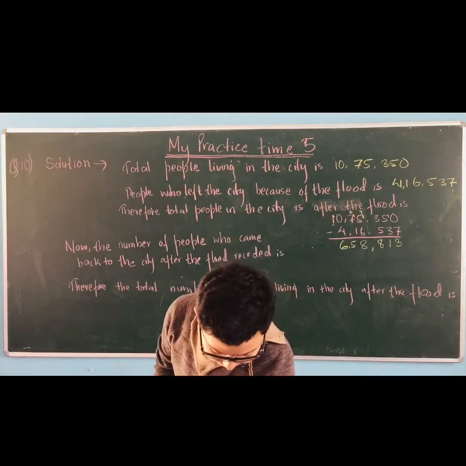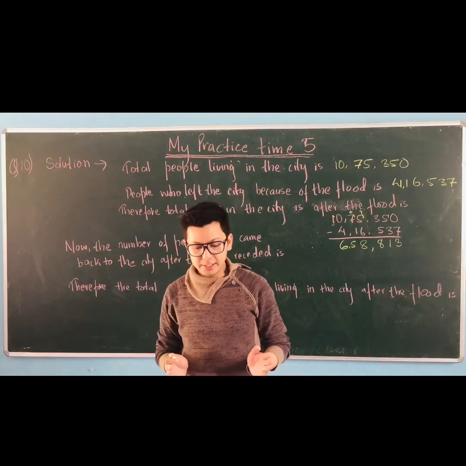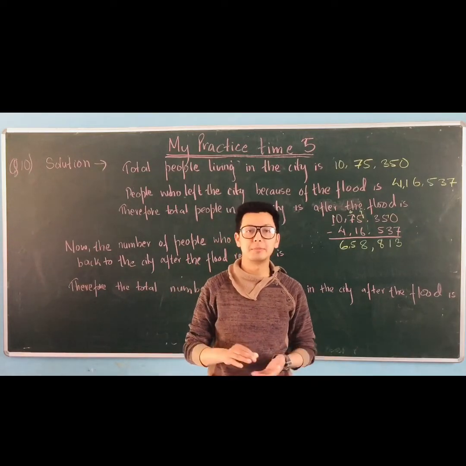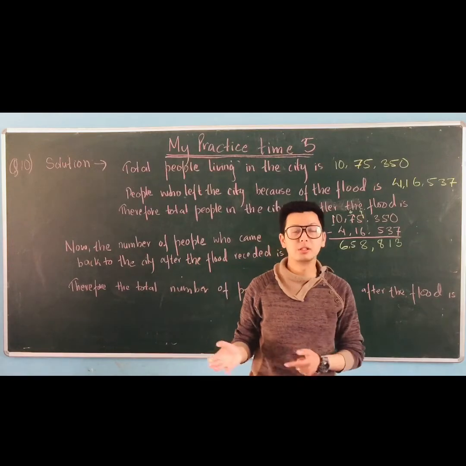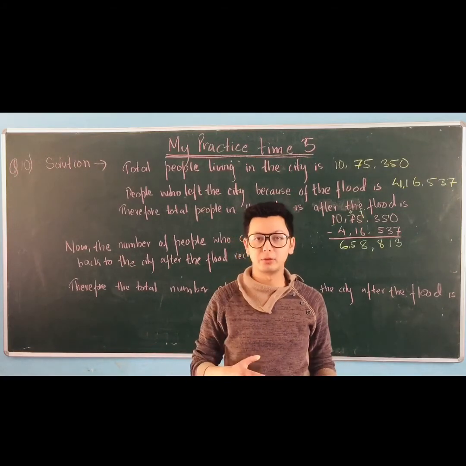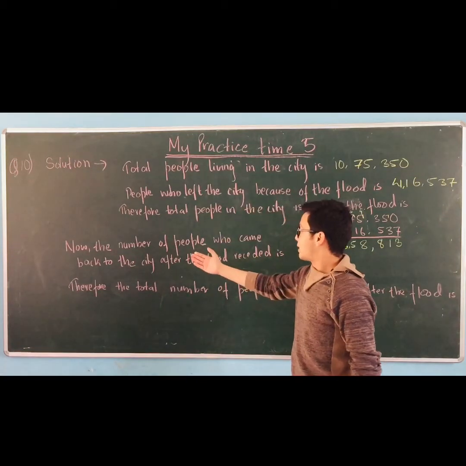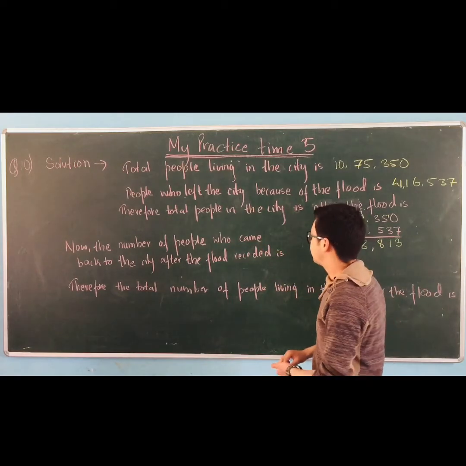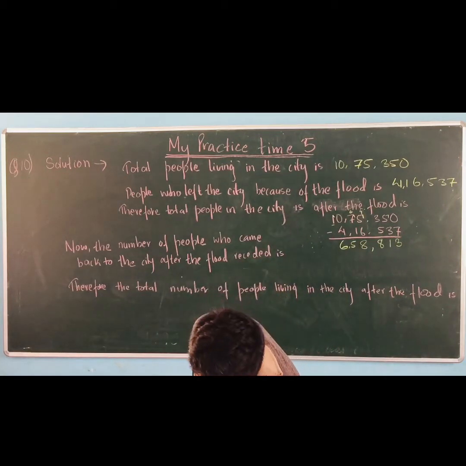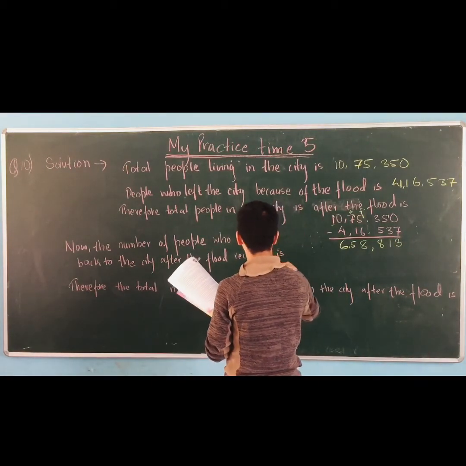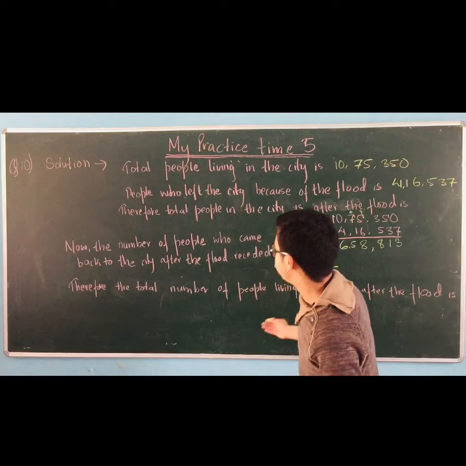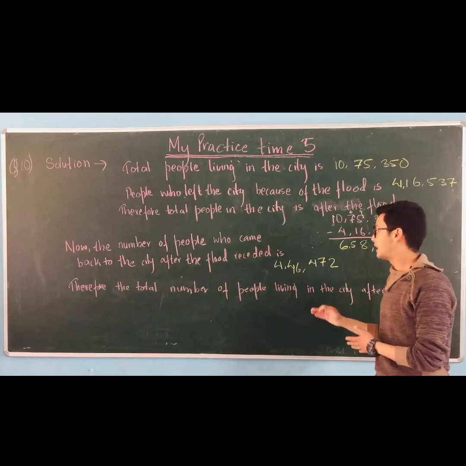What is it saying? 4,46,472 people came to live in the city. Okay, now after the flood receded, that means after the flood had gone, what happened was 4,46,472 people came back to the city. Okay, so you have to write down now the number of people who came back to the city after the flood receded is 4,46,472. So these people came back to the city after the flood had receded.